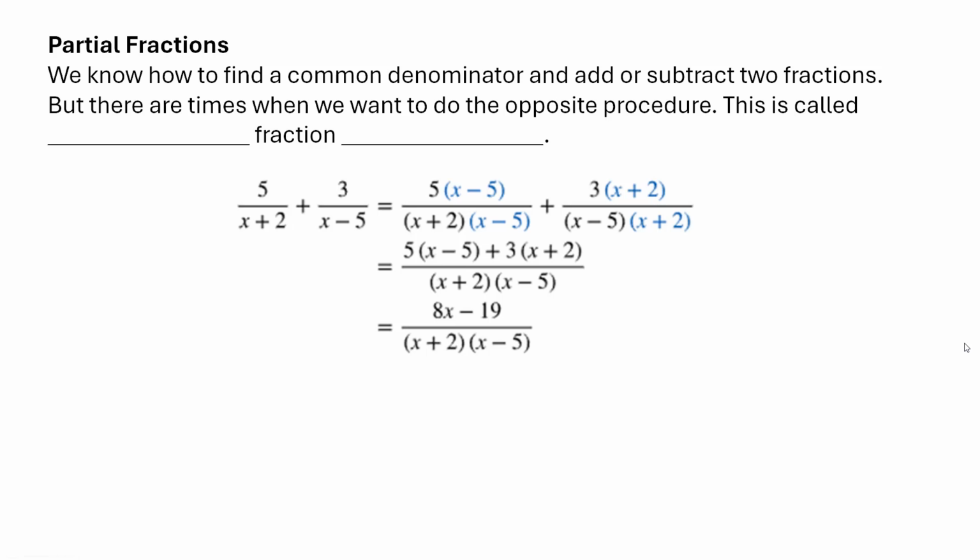Okay, this is section 5.3, and we're going to start out talking about adding fractions. We know how to add fractions. You just take your two fractions, look at the denominators. The common denominator is the least common multiple of all the factors in the denominator. So you find the common denominator, you multiply the top and bottom of each fraction by that factor that it needs, and then you combine the numerators and you get one fraction.